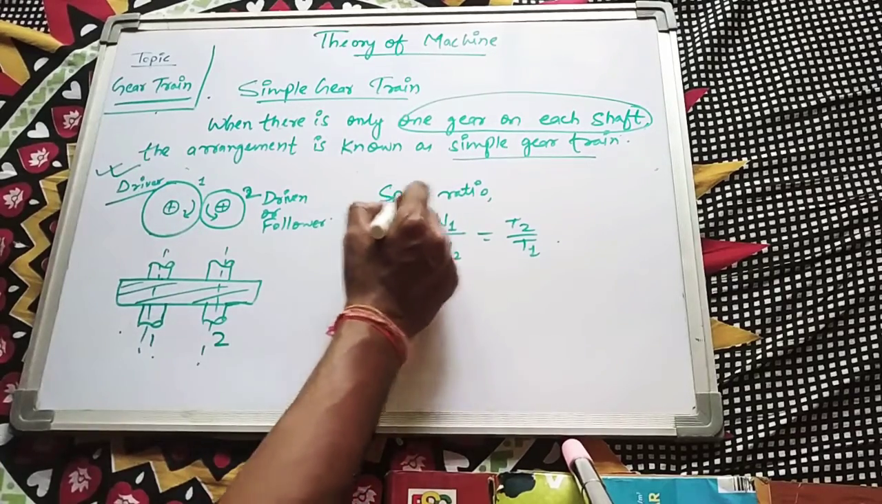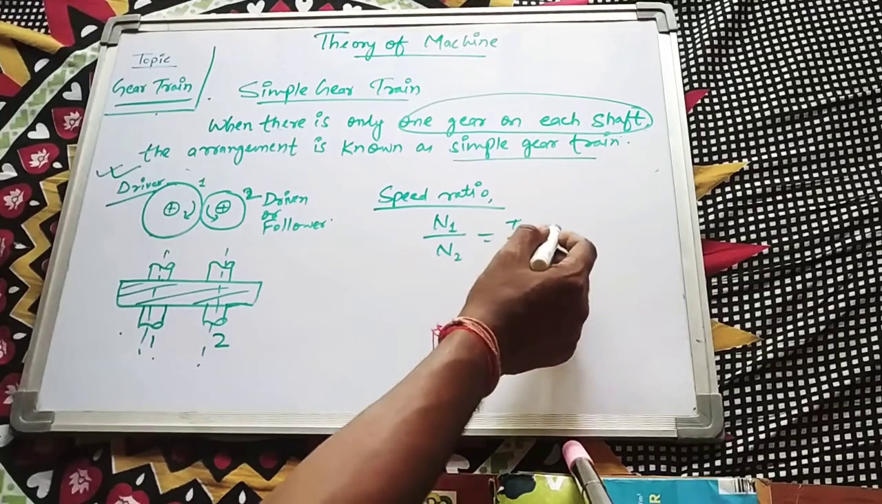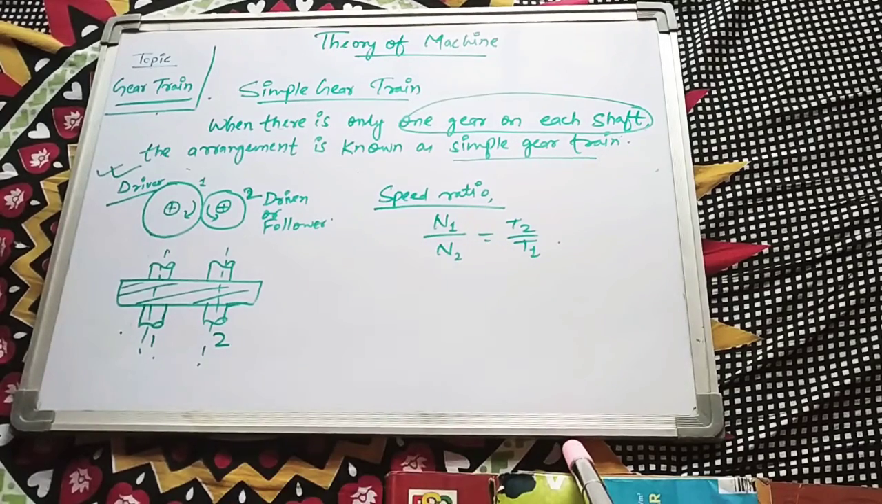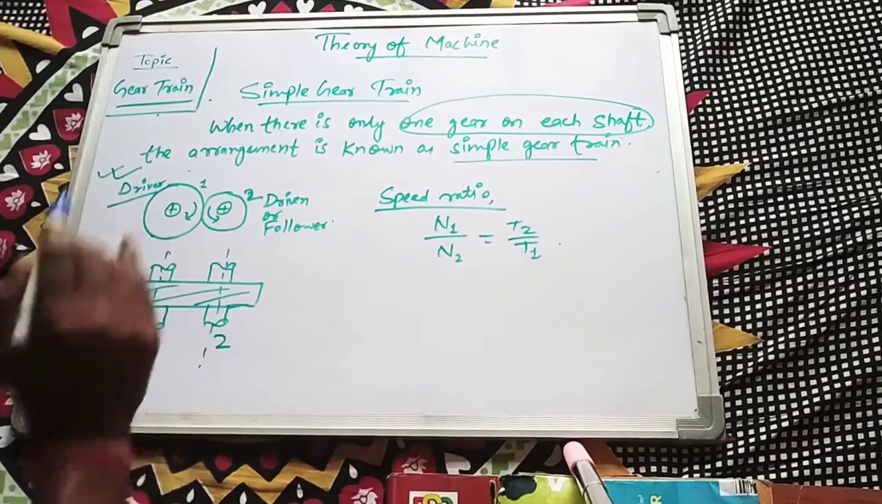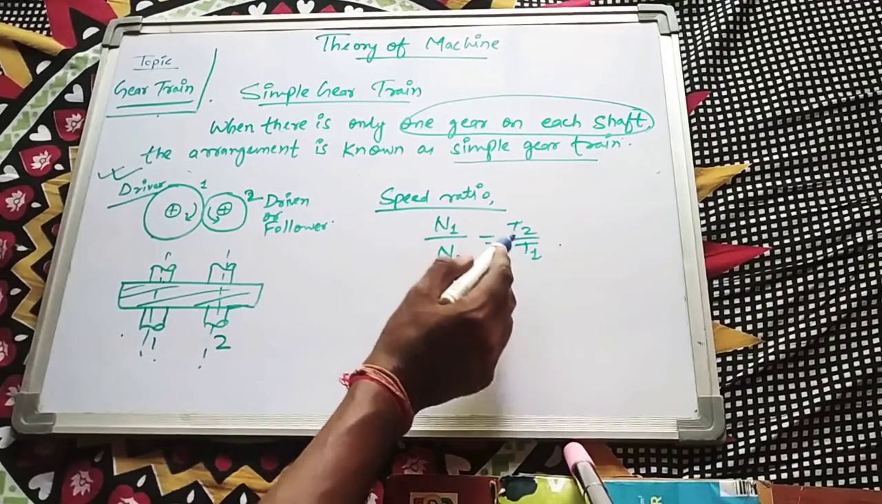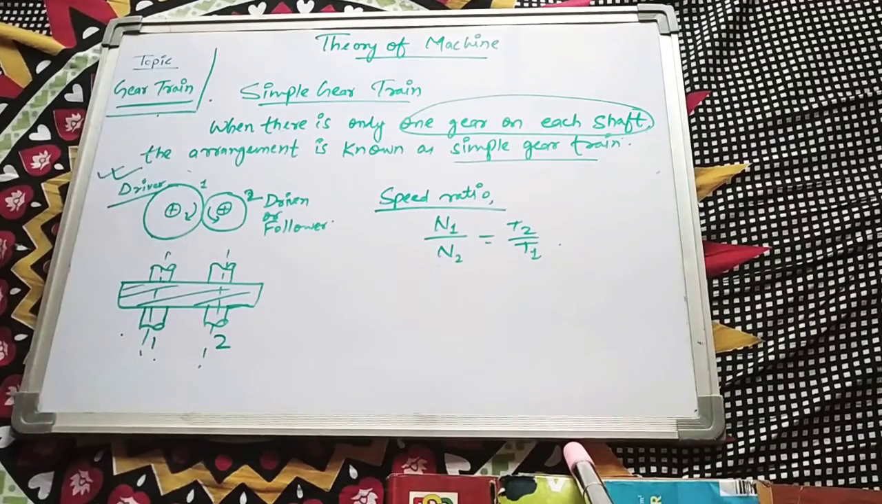The speed ratio for this arrangement will be given by N1 by N2 equals T2 by T1, where N1 is the speed of the driver, N2 is the speed of the driven, T2 is the number of teeth of the driven gear, and T1 is the number of teeth of the driver gear.